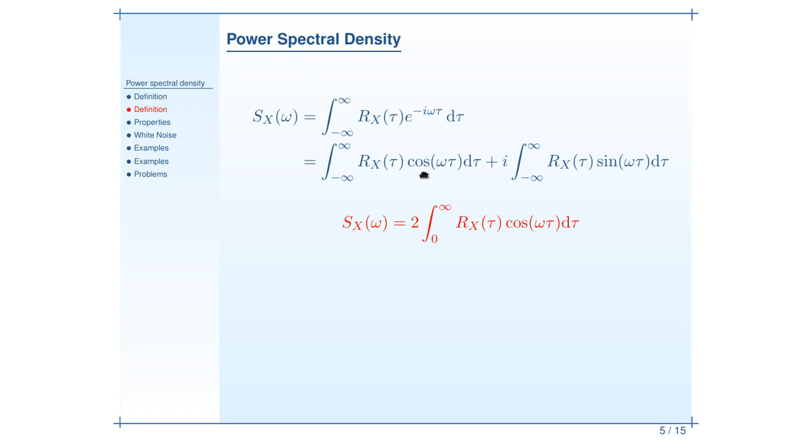Not only that, we can simplify the integral into this form. Instead of integrating from minus infinity to infinity and using e raised to minus i omega tau, you can simply multiply the autocorrelation with cos omega tau, integrate from 0 to infinity, and multiply by 2. That will give you the power spectral density. So this is a special simplification which is possible only for a wide sense stationary process, for which the autocorrelation is an even function.